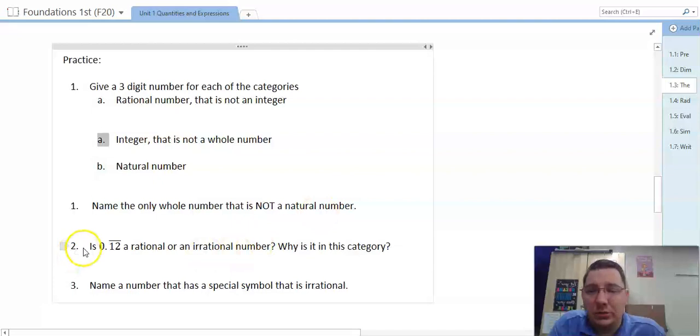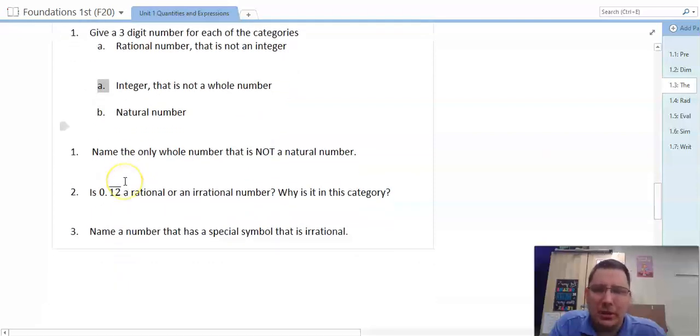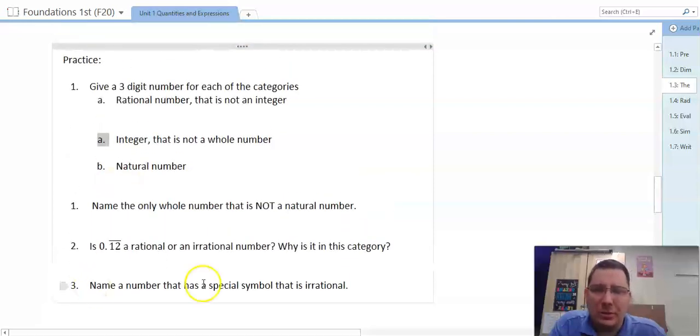And then this one, is 0.12 repeating a rational or irrational number? I want you to just think about what that would be and why it is in this category. And again, if you're struggling with that, we'll talk about it. And then finally, last question, name a number that has a special symbol that is irrational. Again, we've talked about that before in this video today.